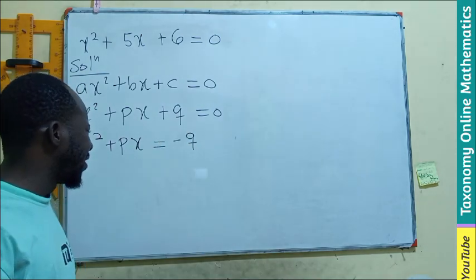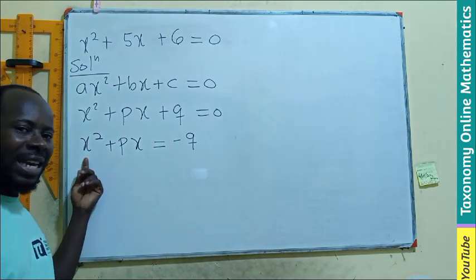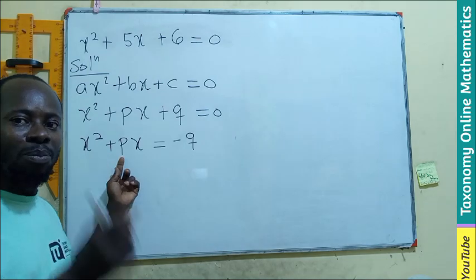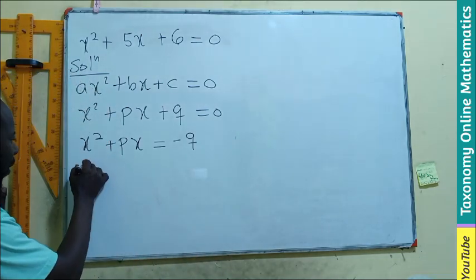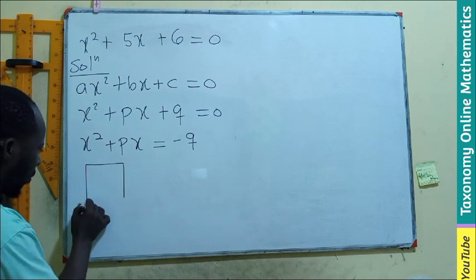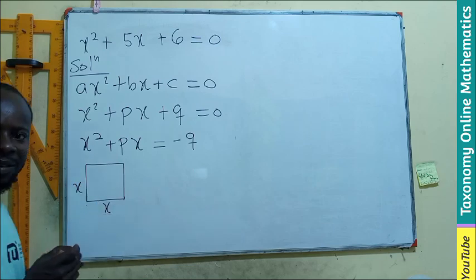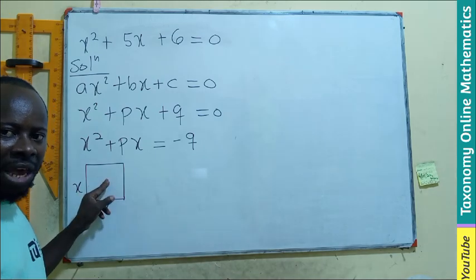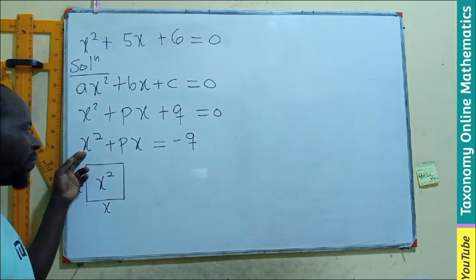Now, if that is done, we are going to use completing the square. A square in this case will mean x times x, and this will mean p times x. So let's do some illustration. Imagine I have a square which has the length of x and x. If the length is x and x, their product in terms of area is going to be x squared. So I've gotten the first part.